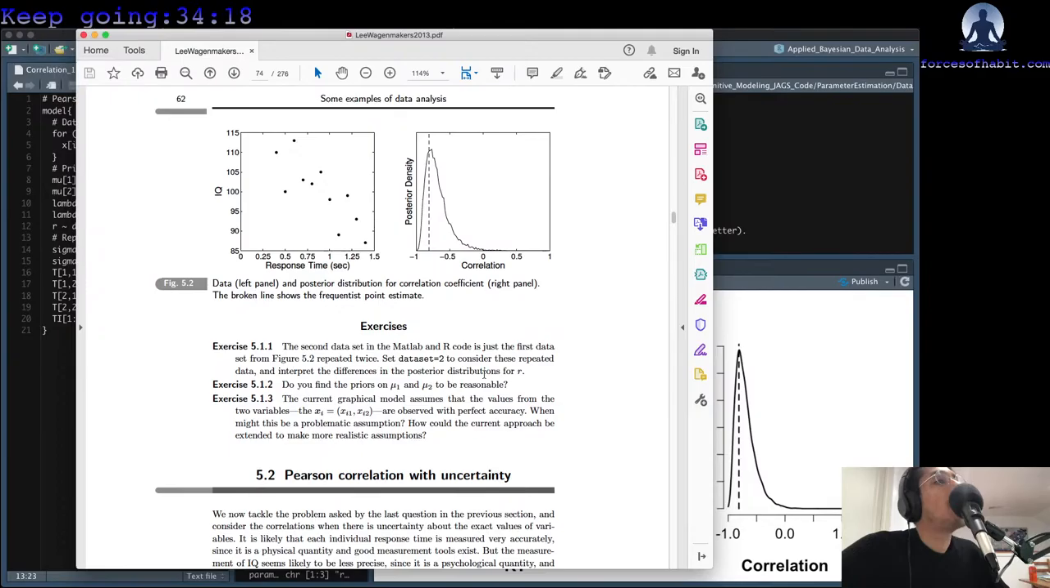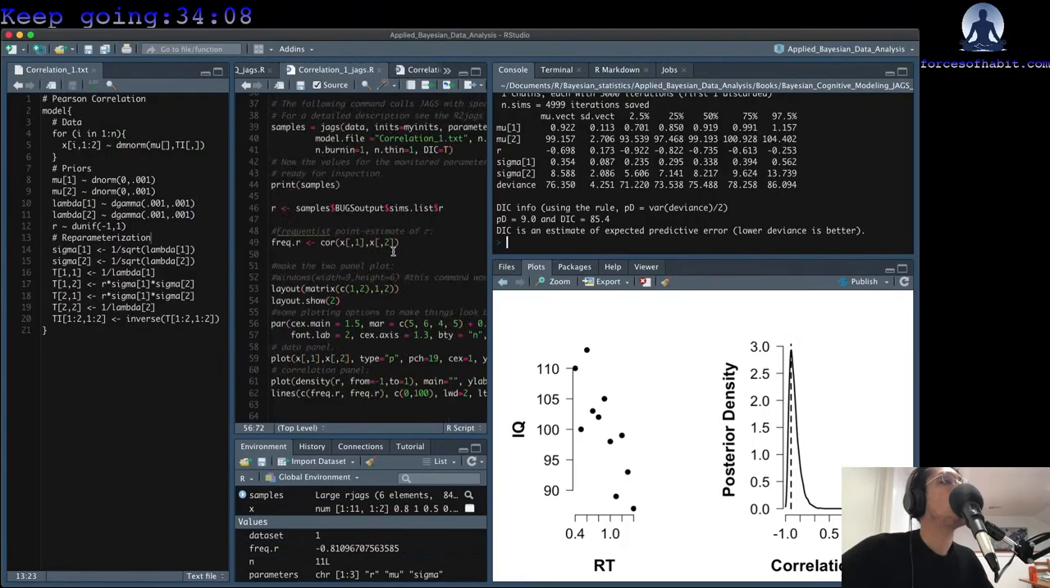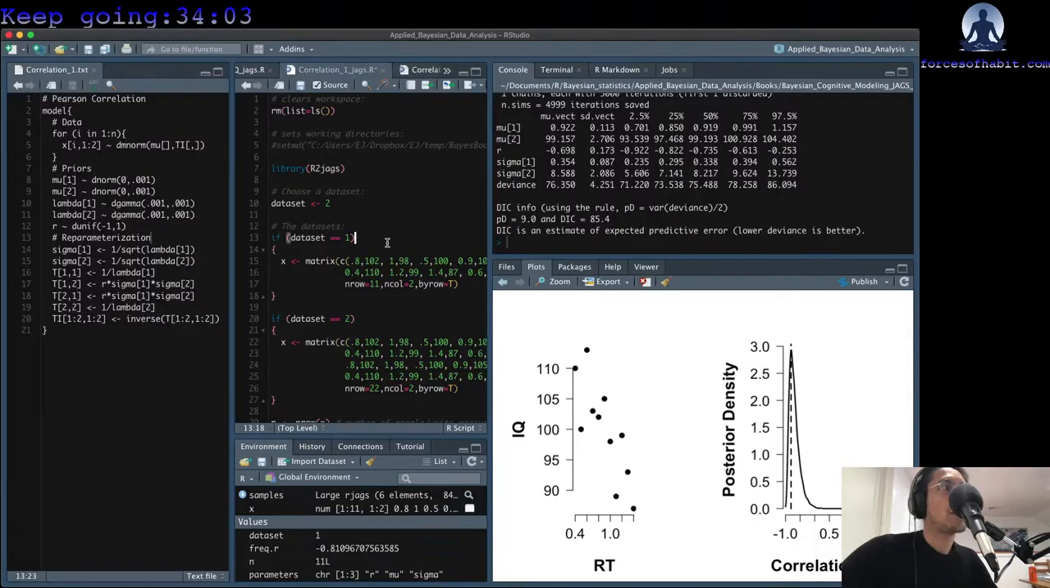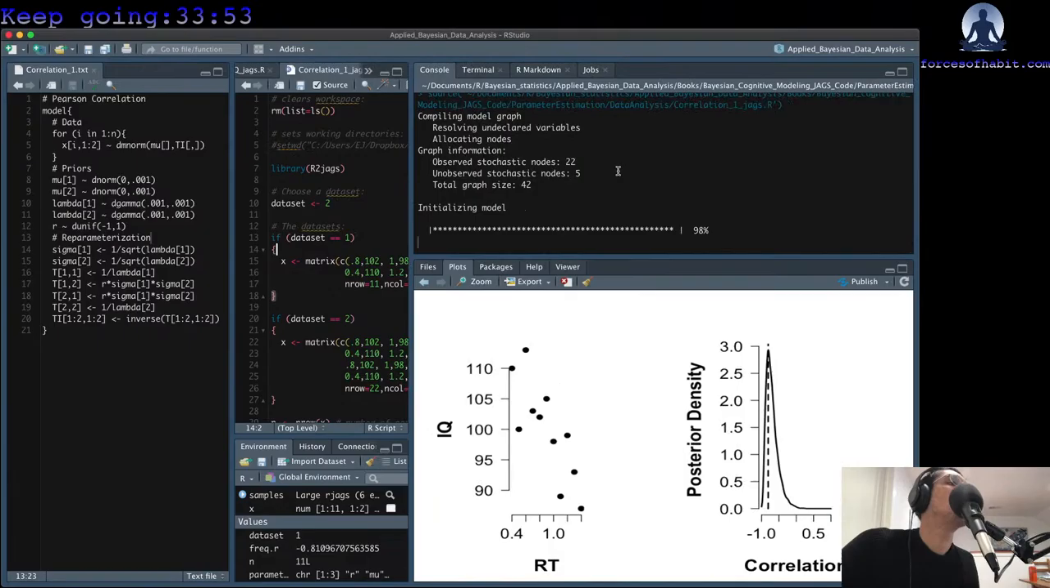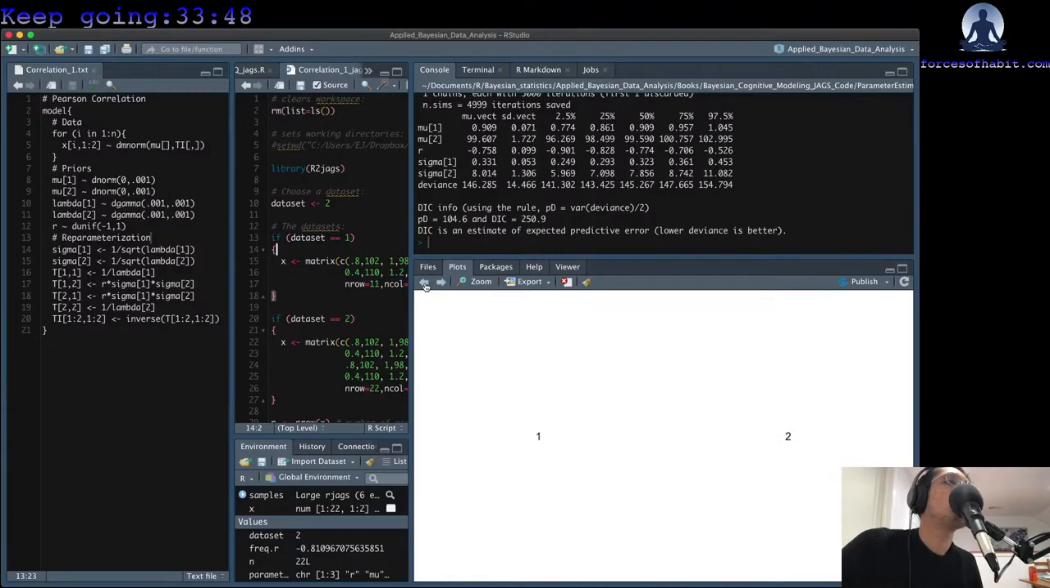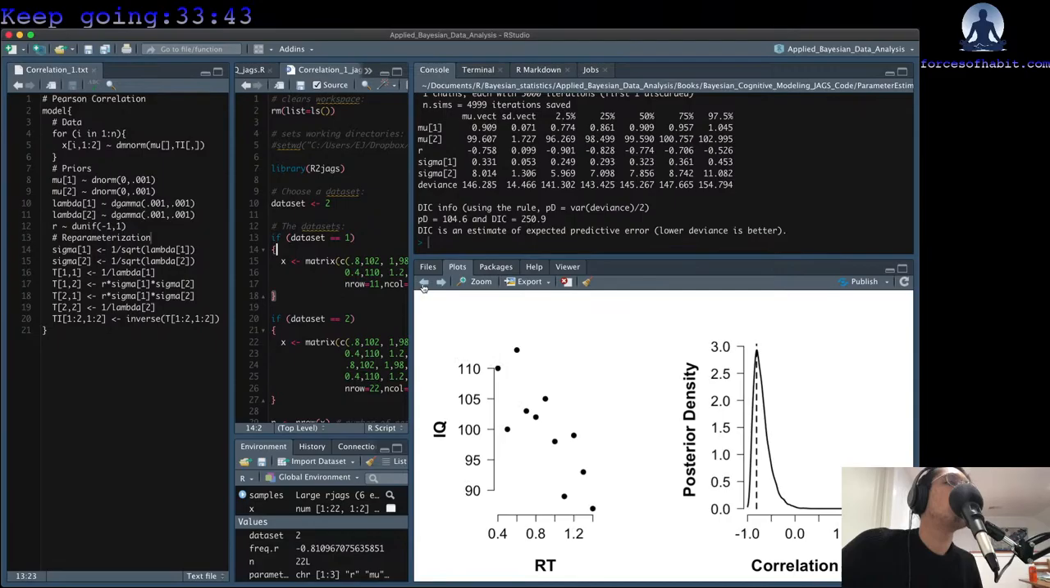If it's just the first one repeated twice, what we're going to see is just a stronger or more precise estimate here. So all we have to do is change data set to 2. And what we're going to see here is a more precise estimation, a tighter relationship between the two variables. Boom, boom. There you go, see?